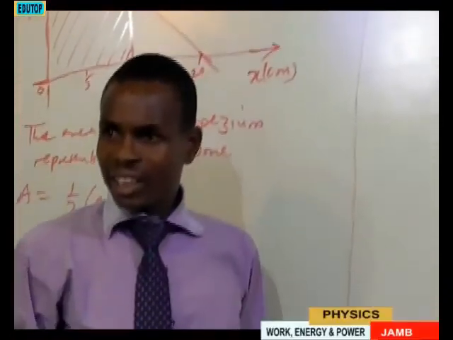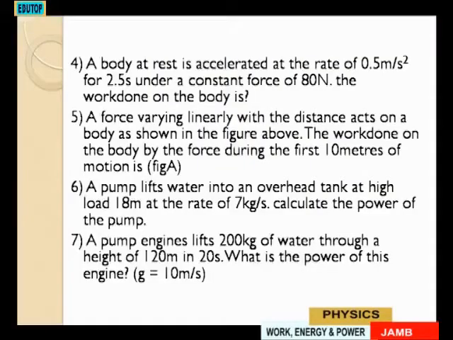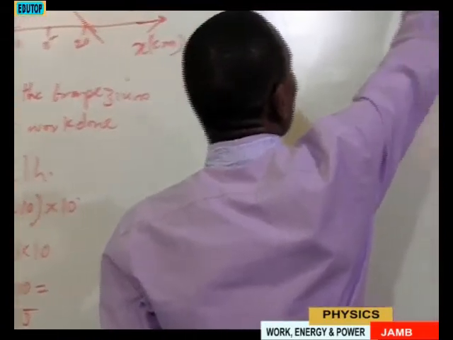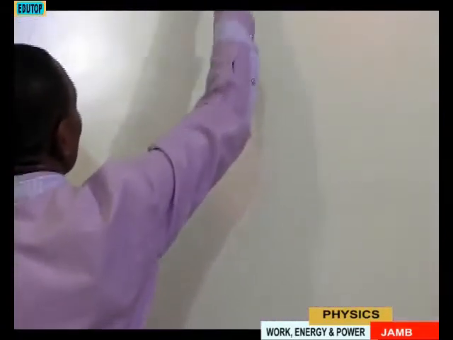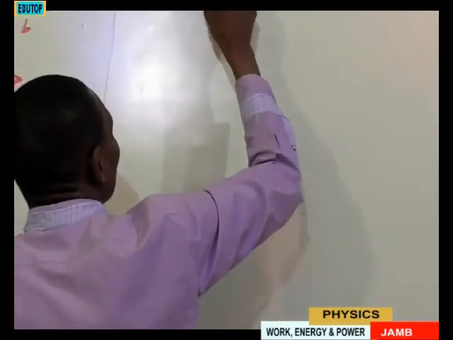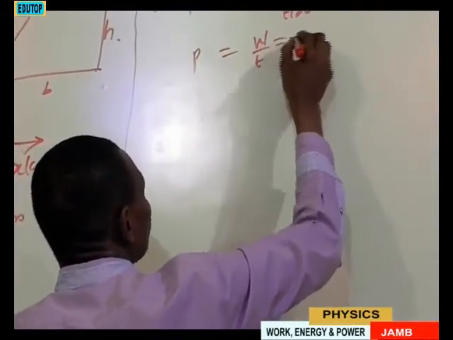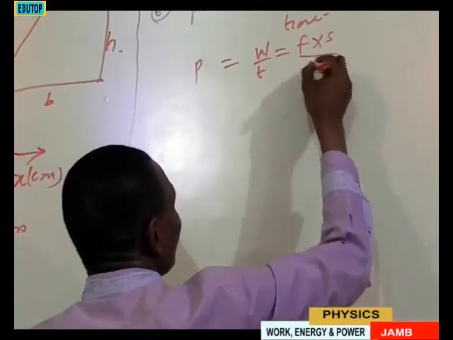Question number 6 says a pump lifts water into an overhead tank at a height of 18 meter at the rate of 7 kg per second. Calculate the power of the pump. Power is equal to work over time. This can be equal to force times distance over time.